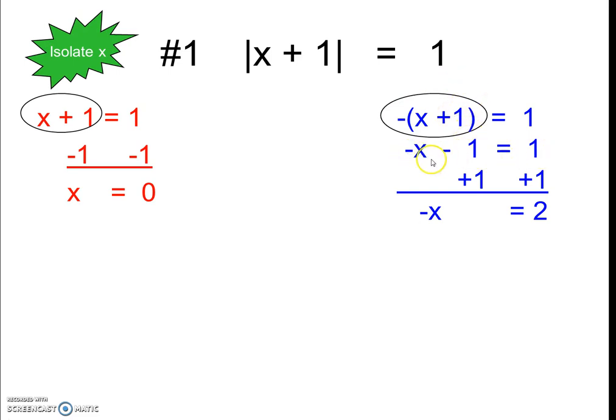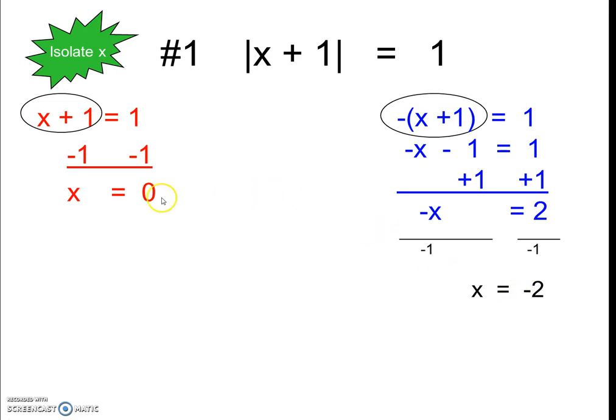So now we have this equation. Well, since this is negative 1, I'm going to add 1 to both sides, and I end up with negative x equals 2. Am I allowed to leave it negative x? No. I'm going to need to divide by negative 1 so that my x is positive. So now x equals negative 2. So now I have my two answers.